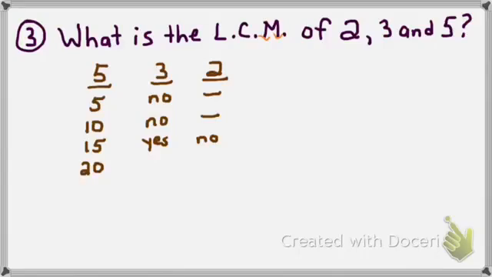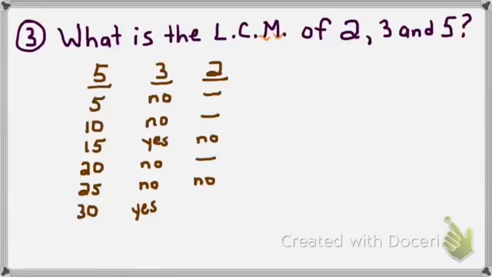When I go through my 3 times tables, do I say 20? No. Okay, what comes after 20? 25. When I go through my 3 times tables, do I say 25? No, it's 24 and 27. So that's not going to work. What comes after 25? 30. When I go through my 3 times tables, do I say 30? Yes, 3 times 10 equals 30.